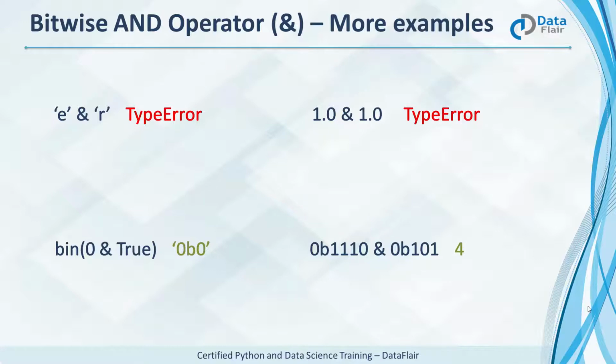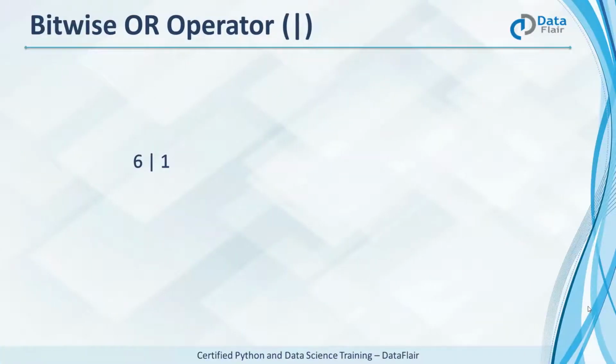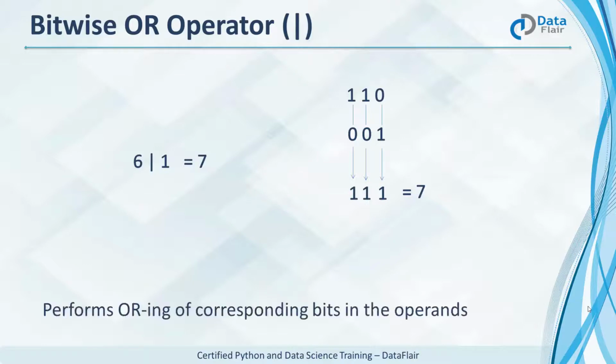If that was easy for you, you'll have no problem with the bitwise OR operator. 6 or 1. The binary for these are 110 and 001. Now 1 or 0 is 1 and 0 or 1 is 1. 111 is the binary for 7. The bitwise OR operator performs the ORing of corresponding bits in the operands.